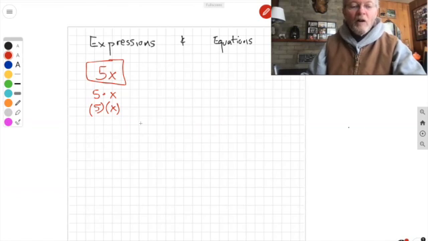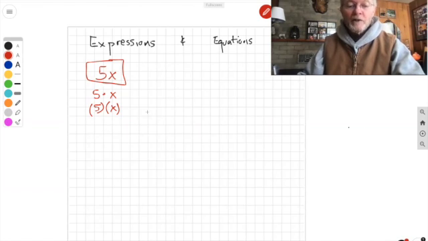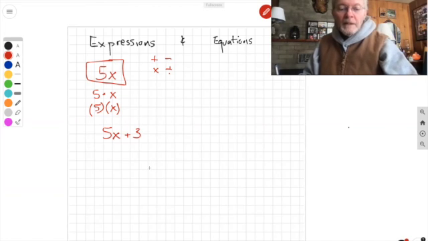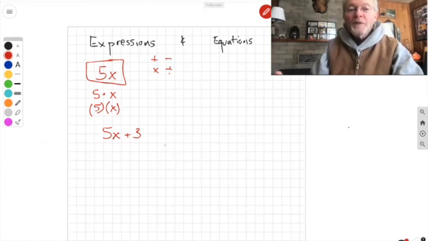Now, expressions might also include other math operators, which are simply addition, subtraction, multiplication, or division. So we could write the expression 5x plus 3 to include numbers and variables and operators with a single expression. With an expression, there's nothing to solve for, since the variable here could be representing a lot of different numbers.